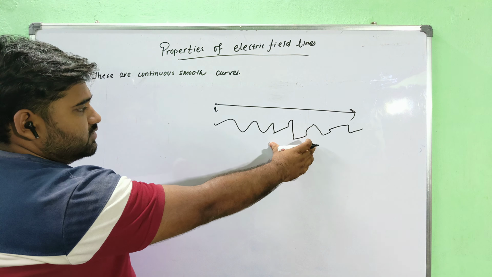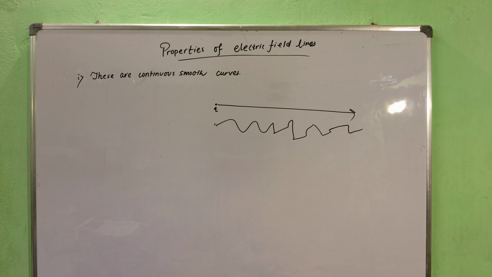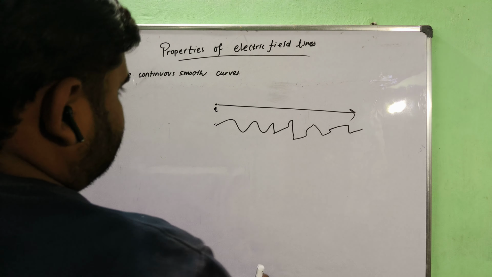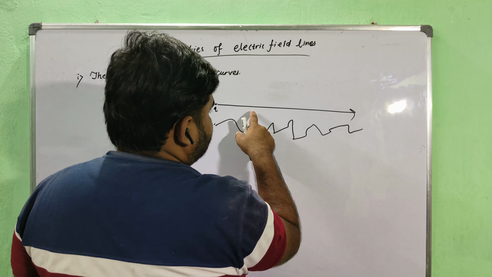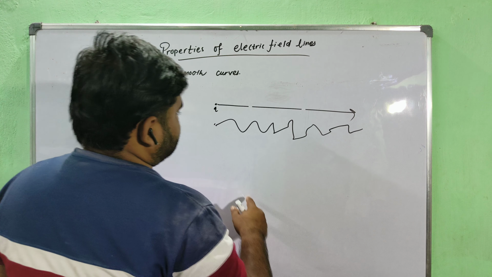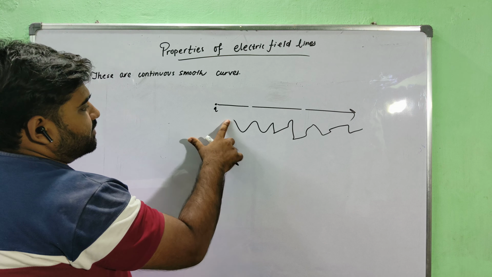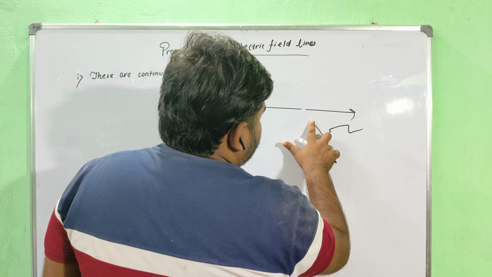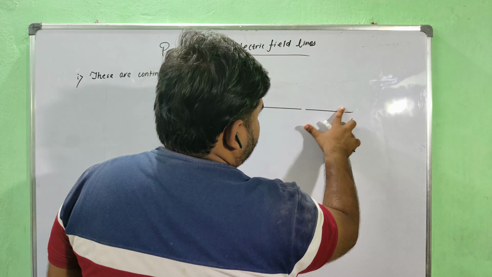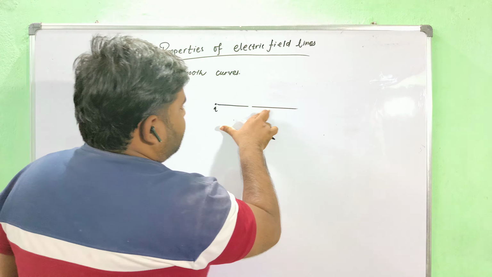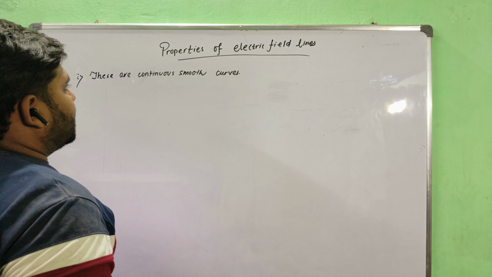Let me check again. I think the light is fluctuating. So these are continuous smooth curves. And you can see why I wrote continuous: they do not have any breaks in between them. So that was your first property. It may be asked as an MCQ question in some entrance tests.